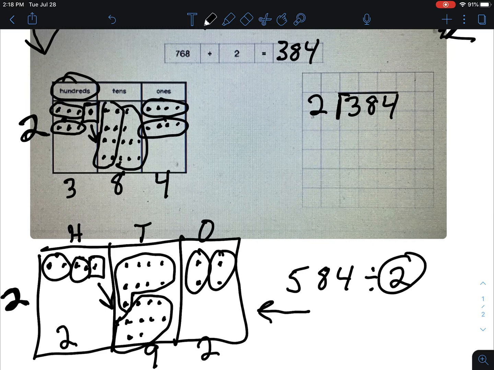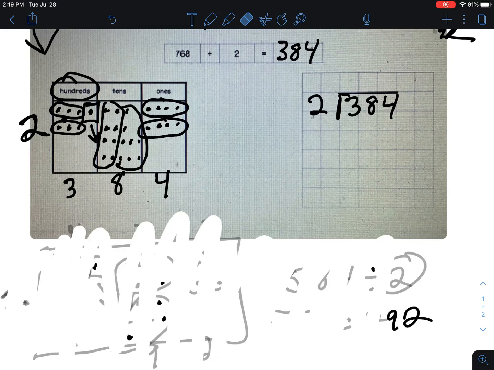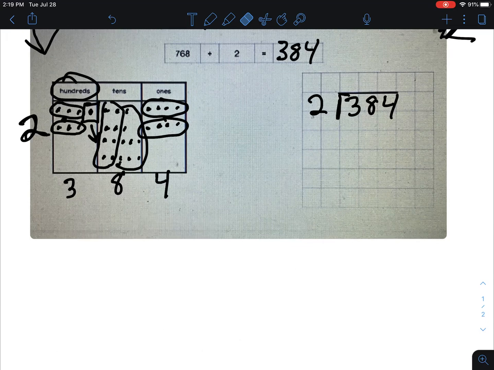And then I need to divide the ones into 2 groups. There's a group, there's a group. I have 2 in each group. So hopefully you got 292 as your answer. All right.